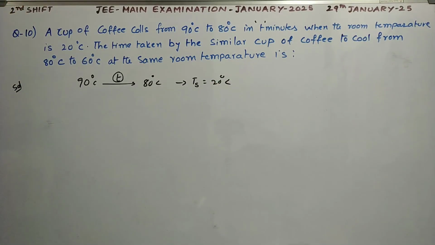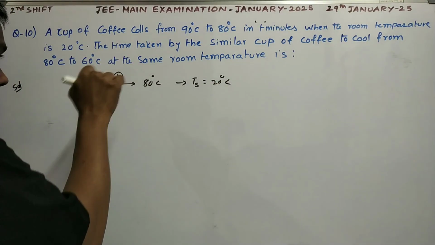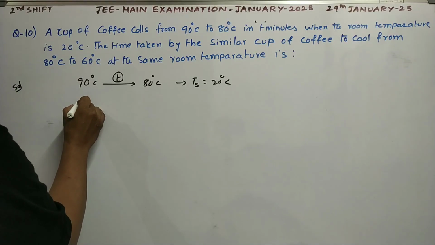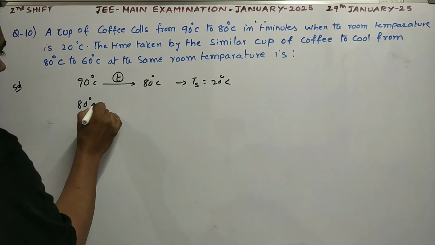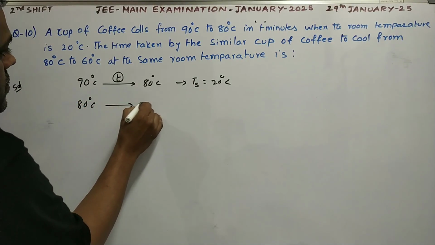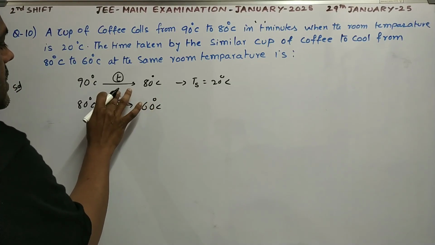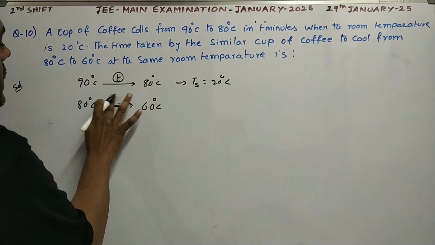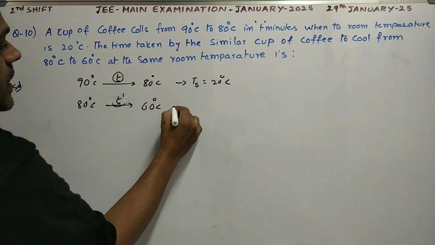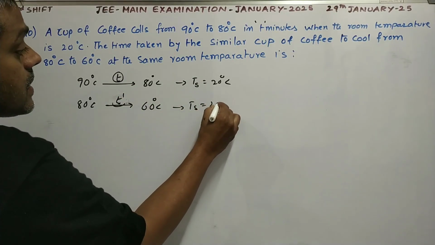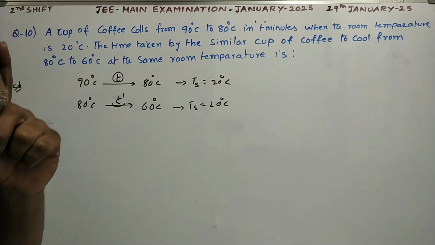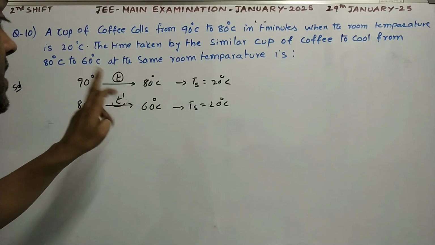Okay, now what happened? Now the same cup of coffee has its temperature fallen from 80 degrees Celsius to 60 degrees Celsius in some other time. It is nothing but T dash, while the room temperature is maintained at the same 20 degrees Celsius. This is the question. What is T dash, is what is being asked.